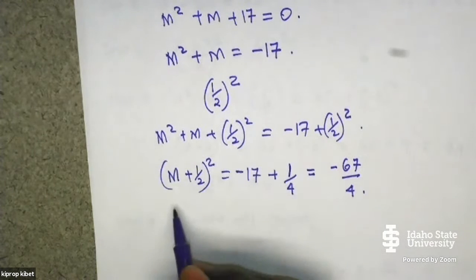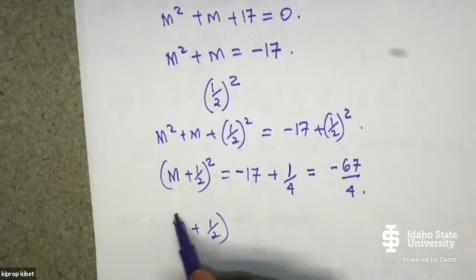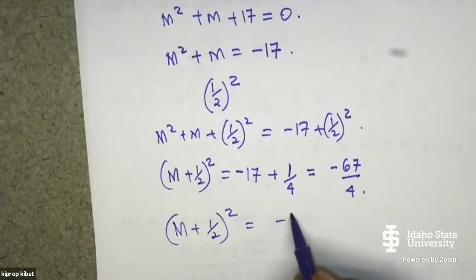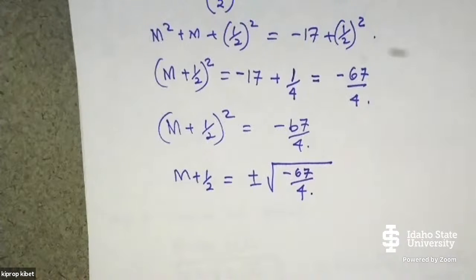Now, using the square roots property, our m plus 1 over 2 squared equals minus 67 all over 4. So therefore, our m plus 1 over 2 equals plus or minus the square root of minus 67 all over 4.